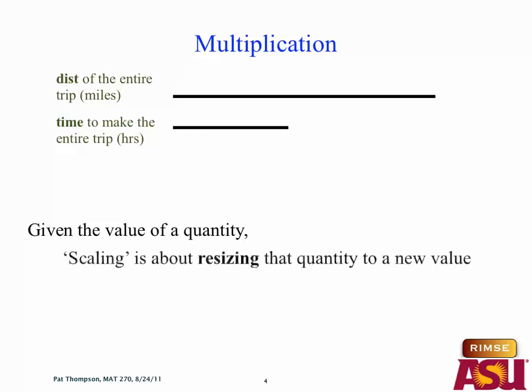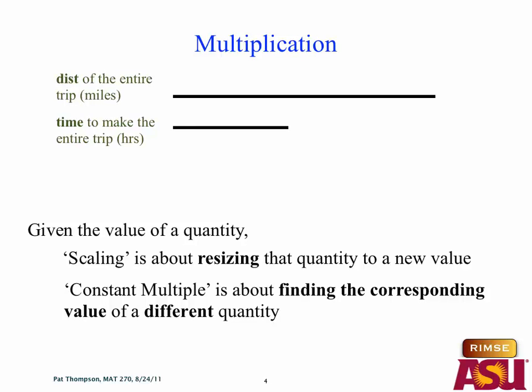So given the value of the quantity, scaling is about resizing that quantity to a new value. That's what scaling is about. So if we were showing scaling in this diagram, we'd have 1 times 4.6 is 4.6. And 72 times 4.6 gives distance traveled in 4.6 hours. That's scaling. All right? Constant multiple is about finding the corresponding value of a different quantity.